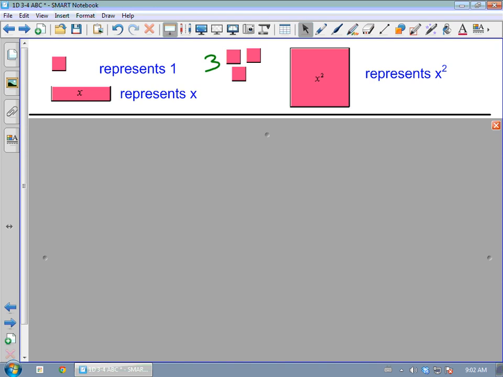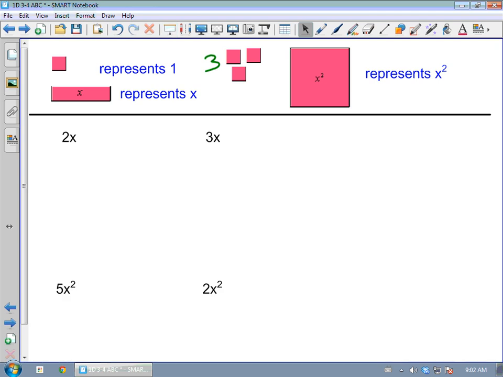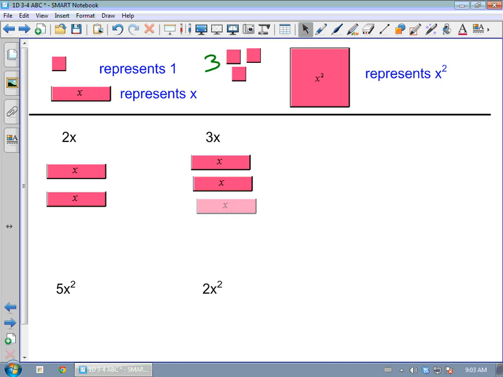So if it wanted to represent the number 3, it would take 3 of these tiny little squares. It uses this long, thin rectangle to represent x. And it uses this big square to represent x squared, which is kind of easy to remember. X squared is the big square. So if we want to represent 2x, we're going to have 2 of these x's. If we want to represent 3x, we're going to have 3 of these x's. Now, are 2x and 3x like terms?